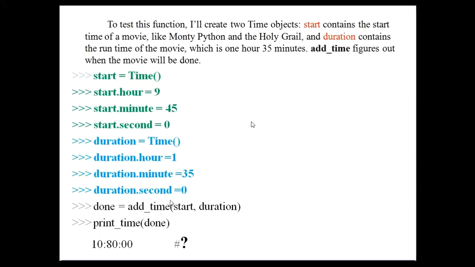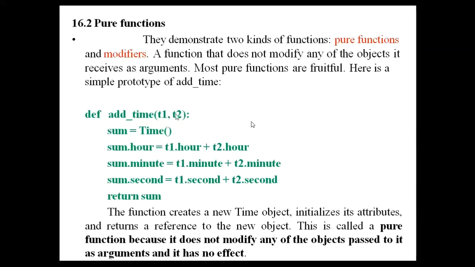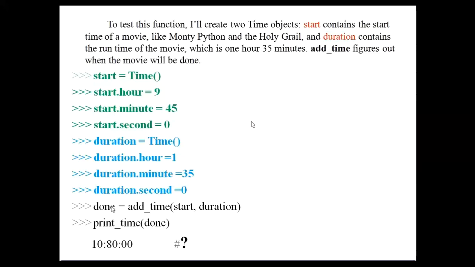For this function we are passing two objects as arguments. When we call this function by passing these two objects as parameters, the values of start and duration will be copied to T1 and T2. After that it will create its own object, that is sum. Then the corresponding values will be added, and it will return one object. That object will be stored in a variable done.